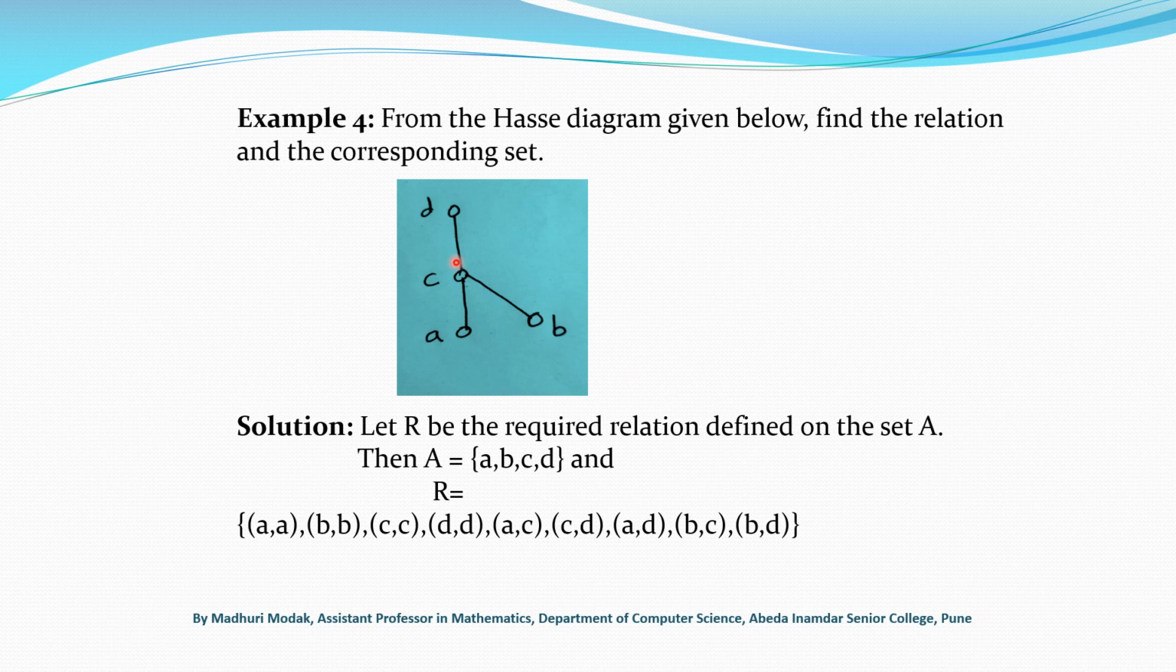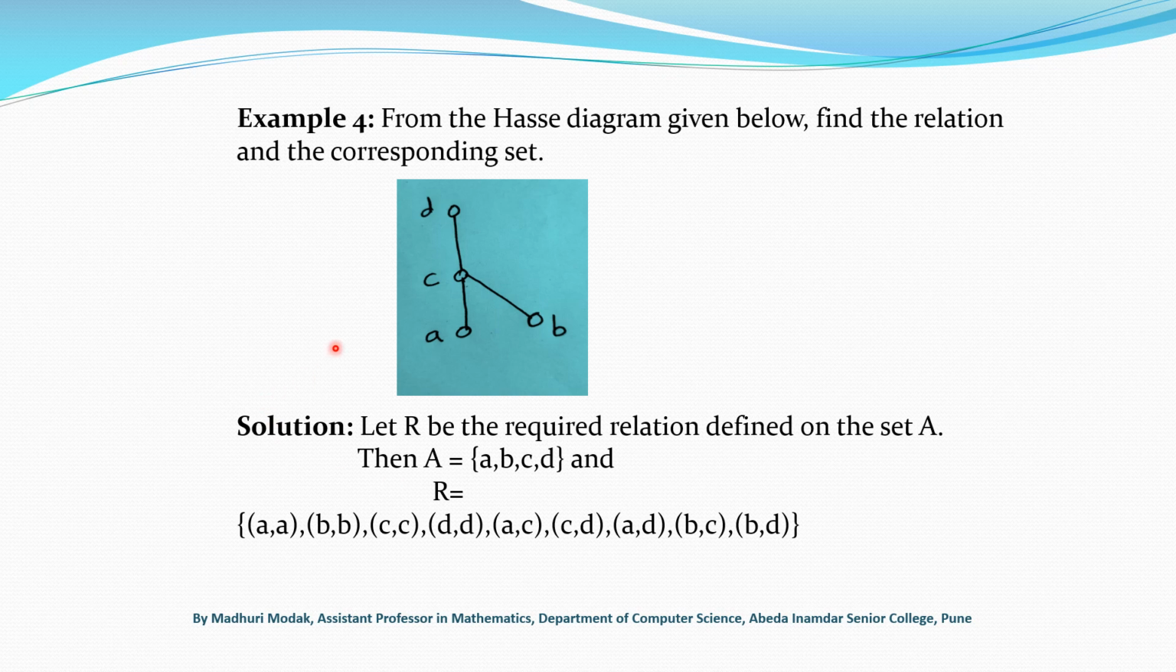Now, from the Hasse diagram given below, find the relation and the corresponding set. In previous examples, we were given the relation and we drew the Hasse diagram. Now, for the Hasse diagram, we have to write the corresponding relation. First see which elements are present in that diagram: a, b, c, d. It means that the relation is defined on a set containing a, b, c, d.